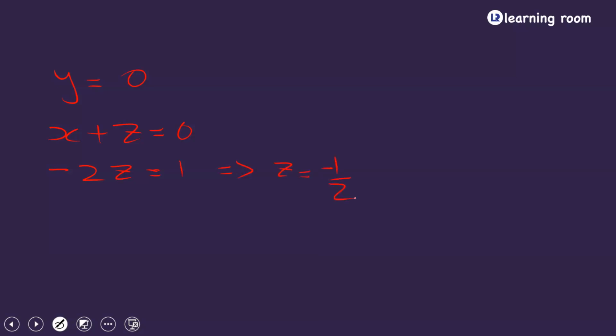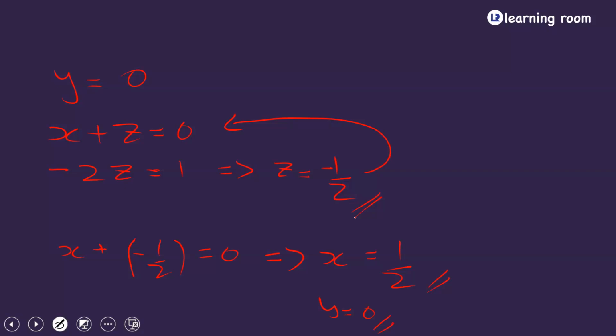Okay. So now if I have z is equal to minus 1 by 2, I can put this equation in here, and what I'll get? X plus z is 0, which implies that x equal to 1 by 2 and y is equal to 0. So these are my three values.